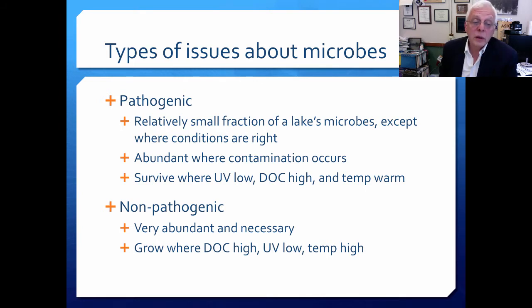Now, the pathogenic ones are really a relatively small fraction of a lake's microbes, except where the conditions are right or wrong, however you want to take it. Where the conditions are right means where there's a lot of influx of pathogenic organisms and conditions that allow them to survive for a period of time and then be transmitted to humans or other hosts. They tend to be abundant where contamination occurs, and they survive where ultraviolet radiation is low, that is in the dark, where dissolved organic carbon is high, and the temperature is warm, which is a perfect description of a hypereutrophic ecosystem.